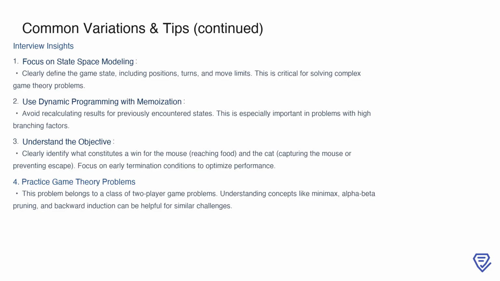It's also important to understand the objective thoroughly. For the mouse, a win means reaching the food, while for the cat, it's either capturing the mouse or preventing its escape. Identifying early termination conditions based on these objectives can significantly enhance your solution's performance. Finally, practicing similar two-player game problems will deepen your understanding of concepts like minimax, alpha-beta pruning, and backward induction, which are often applicable to challenges of this nature.